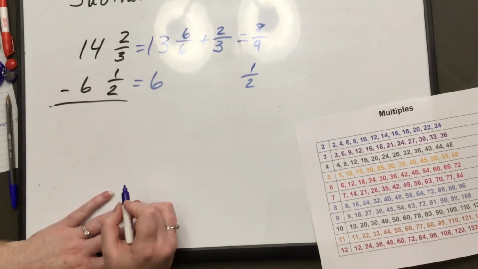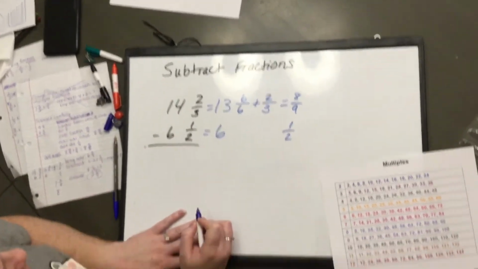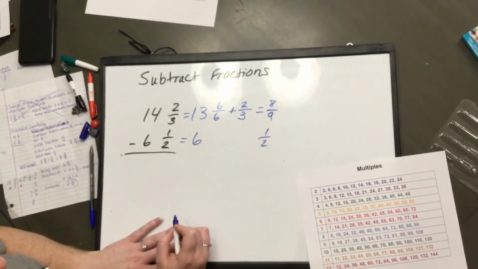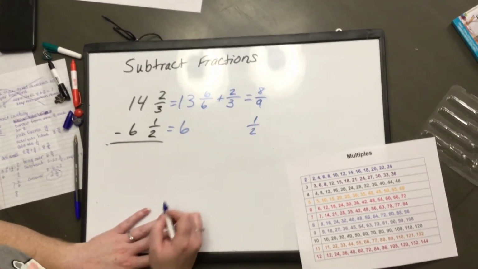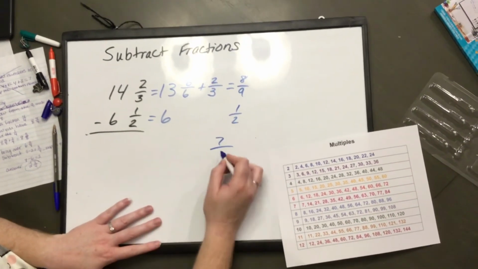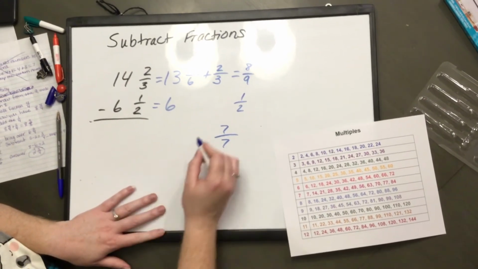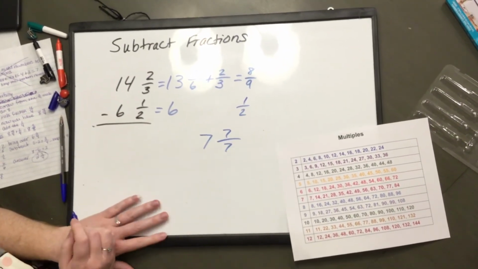Now we can subtract in order to get our correct answer here. 8 minus 1 is our 7. 9 minus 2 is 7. 13 minus 6 is 7.